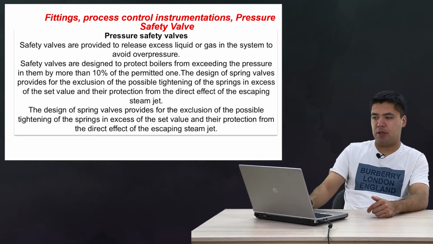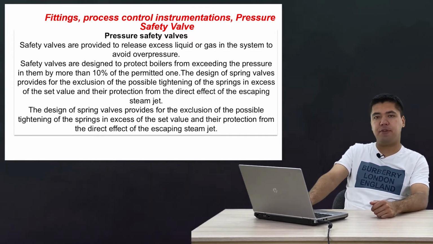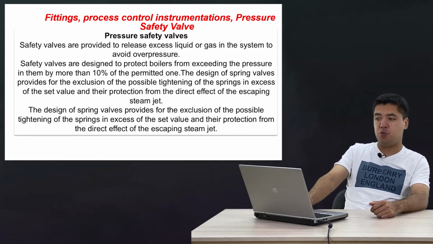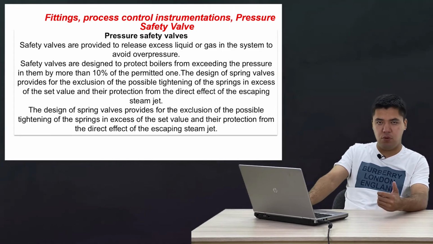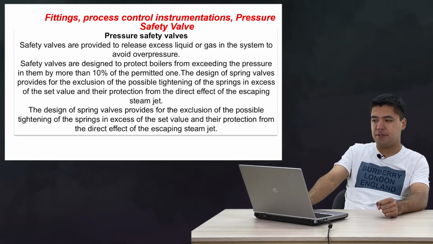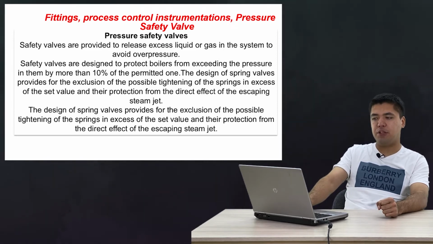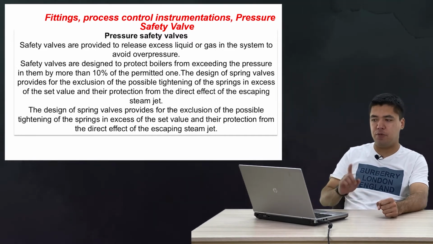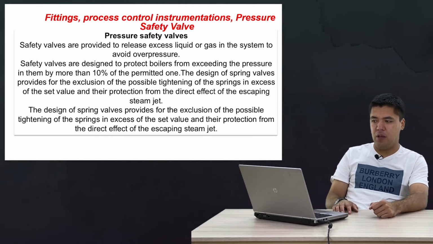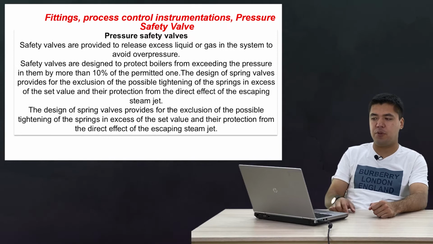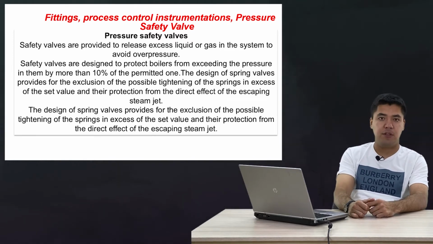As an example, the next requirements for pressure safety valves: safety valves are provided to release extra liquid or gases. It's the first one. The next, safety valves are designed to protect boilers from exceeding the pressure in them by more than 10% of the permitted value. The design of spring valves provides for the exclusion of possible tightening of the springs in excess of the set value and their protection from the direct effects of the escaping steam jet.